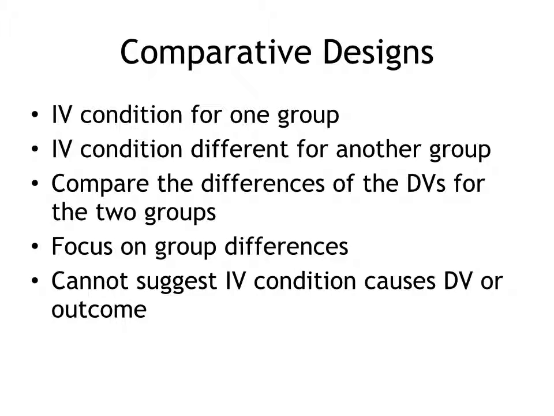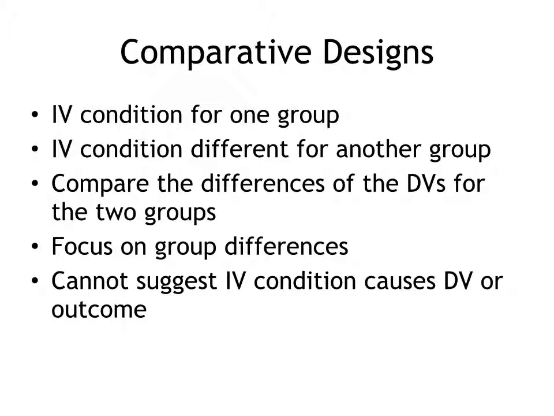So comparative designs first. With a comparative design, you have an independent variable condition for one group, and you have a different condition of state or amount of that independent variable for another group. And then what you want to do is compare the differences of the outcomes or the dependent variables for the two groups. And with a comparative design, you're focusing on those different outcomes for the two different groups.